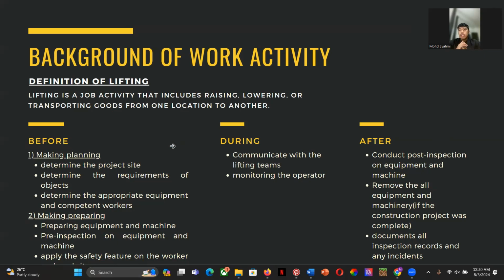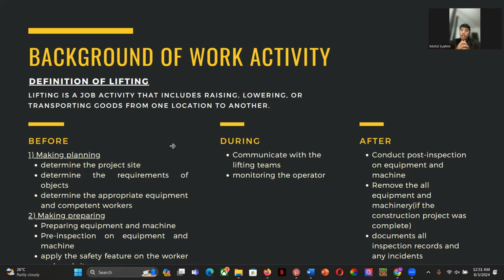Safety features are installed, including personal protective equipment for workers and also safety barriers at the construction site. With preparation in place, operators are assigned to operate equipment like cranes. During the lifting activity, the operator communicates with the lifting team to regulate crane speed, arrange the load appropriately, and ensure clear understanding for load positioning. Besides that, the supervisor monitors the operator to prevent any unsafe action during operation.